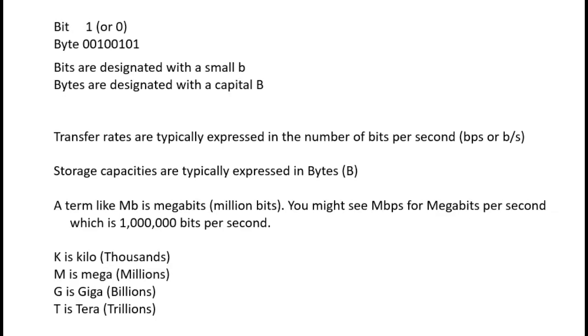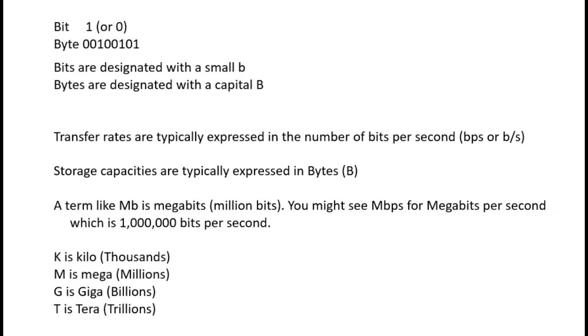Now, a byte might represent a letter, a color, an instruction in a computer. Sometimes we have things like 4-byte color designations, for example. Bits are designated with a small b, bytes are designated with a capital B. And when we talk about transfer rates, such as communications over the network, we talk in terms of bits per second. But when we're talking about storage capacities, we usually express it in bytes. And that is where most people make their mistake.